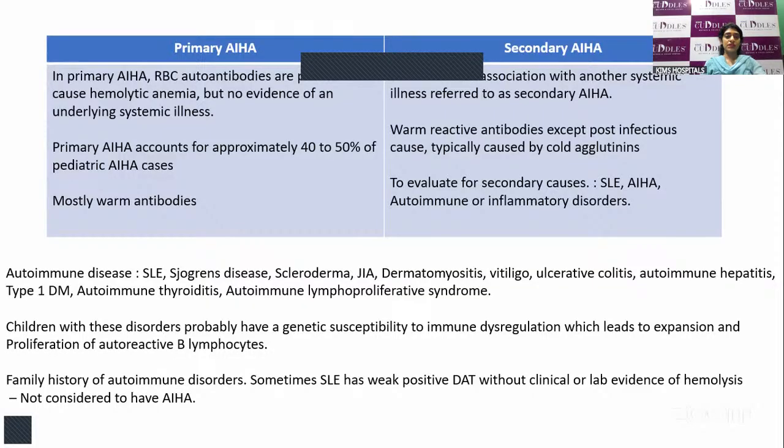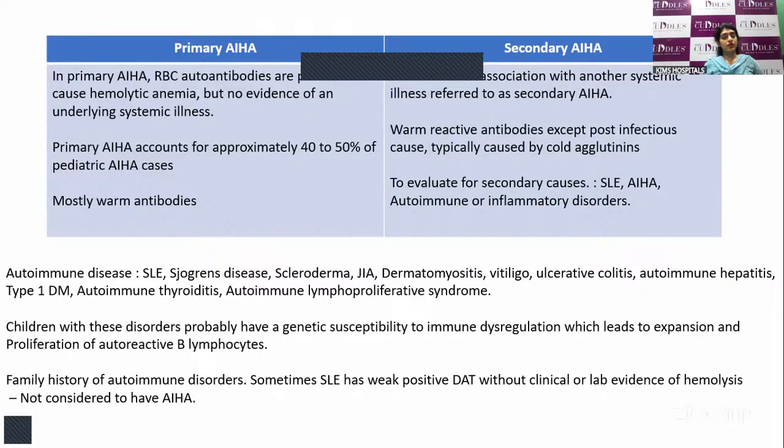Children with these disorders have a genetic susceptibility to immune dysregulation, which leads to expansion and proliferation of autoreactive B lymphocytes. Sometimes infections can trigger this, like in EBV, where there is secondary lymphoproliferation and expansion of B lymphocytes. If there's a family history of autoimmune disorders, sometimes there is a weak positive DAT, for example in SLE, without clinical or lab evidence of hemolysis. That is not necessarily called AIHA.